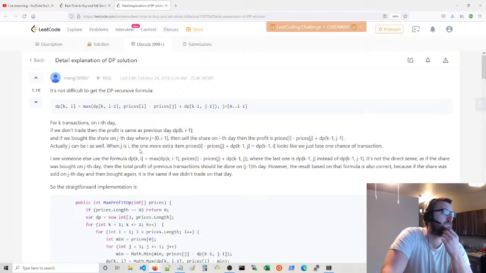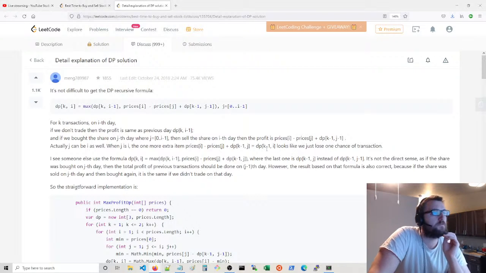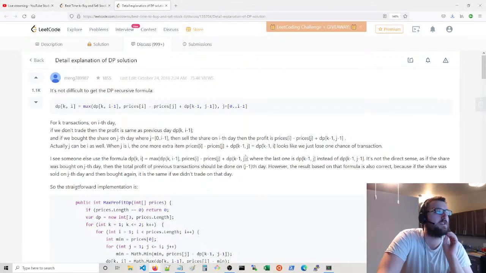Actually, J can be I as well. J is I, the one more extra item. Price of I minus price of J plus dp of K minus 1, J minus 1, where J equals I, gives dp of K minus 1, I. Looks like we just lose one chance of transaction.